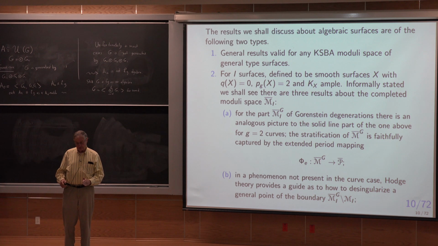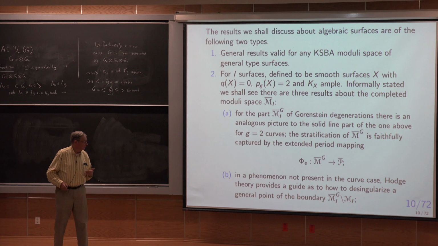For algebraic surfaces, much the opposite occurs. The boundary is highly singular, and the natural question is, how do you desingularize it? And there, Hodge theory will give you a guide as to what to try to do to desingularize it, and then you go back and use algebraic geometry to try to do that. And that's what will be done for this particular surface.